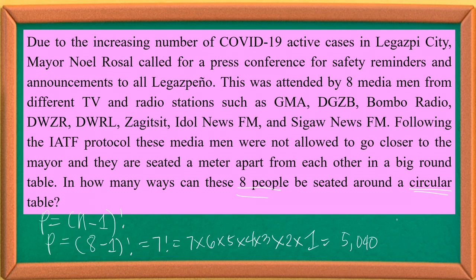So therefore, there are 5,040 ways to arrange these 8 people around a circular table. That is for this example.